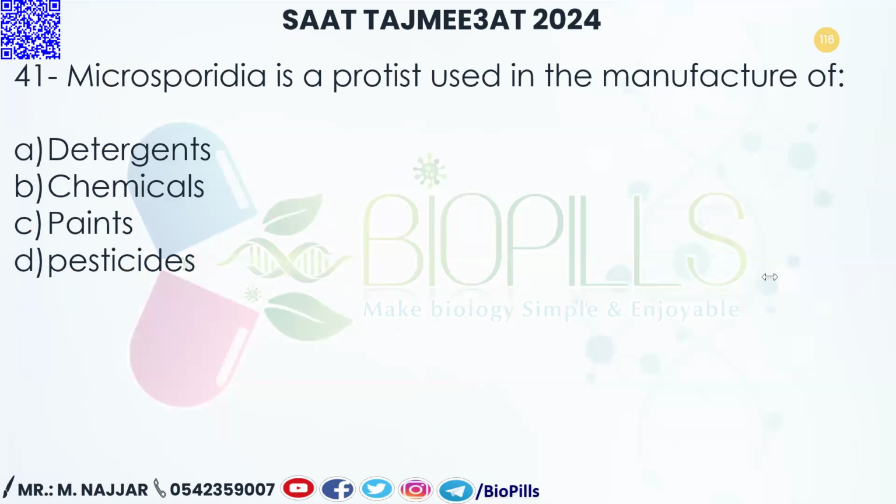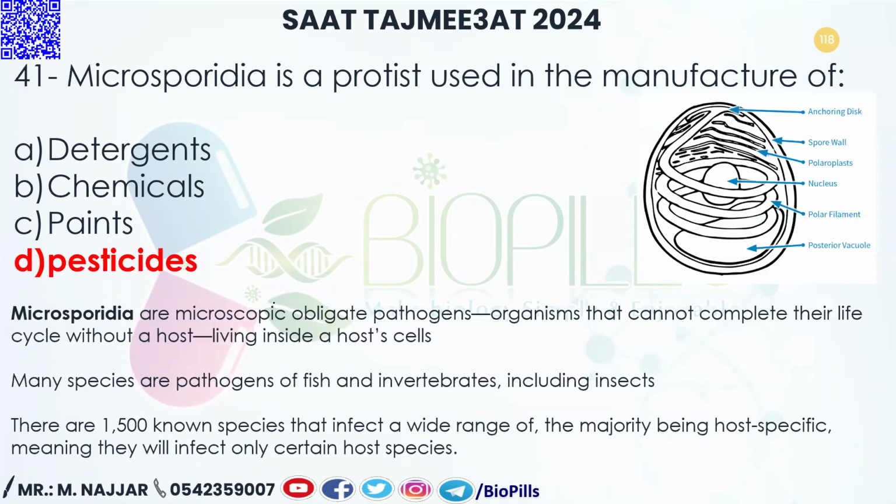Okay. Microsporidia is a parasite used in the manufacture of. What is the use of the Microsporidia? It's a protist, but it's used for. It is obligate parasite. So we can make use of them for. Yes, pesticide. They are mandatory, obligatory parasites. So they complete the life cycle, okay, by force in the body of another organism. So those organisms could be the invertebrates that are infecting or affecting our crops. So we can make use of them to eradicate them. Yes. And here's the extra information.